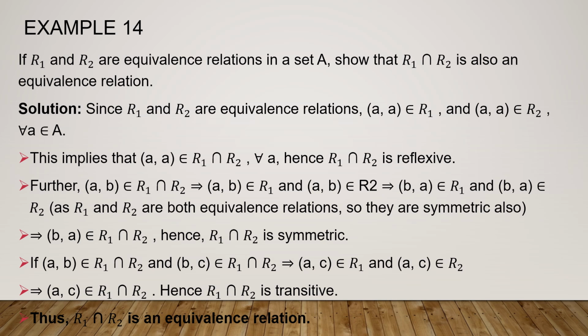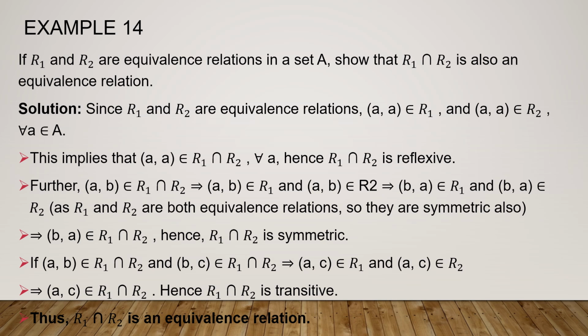Next example on relations. If R1 and R2 are equivalence relations in a set A, show that R1 intersection R2 is also an equivalence relation. Now see, first of all, since both R1 and R2 are equivalence relations, they will be reflexive, symmetric and transitive individually. So (a, a) will belong to R1. Obviously (a, a) will also belong to R2. So (a, a) will belong to R1 intersection R2. So R1 intersection R2 is reflexive.